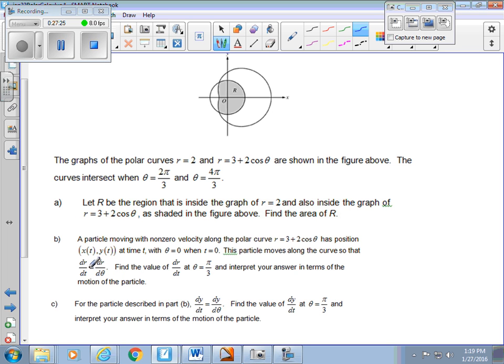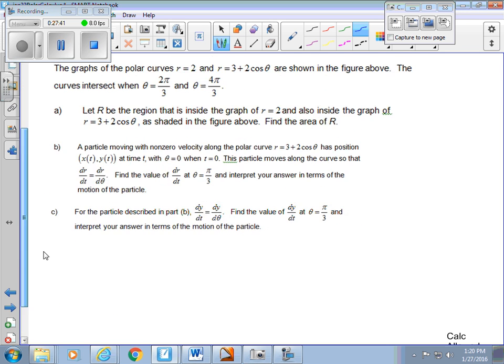I would argue that they could have made this into a non-calculator with all the information they gave us, but they didn't. You can see they're pretty kind with polar curves on these open response problems. This was 2007.